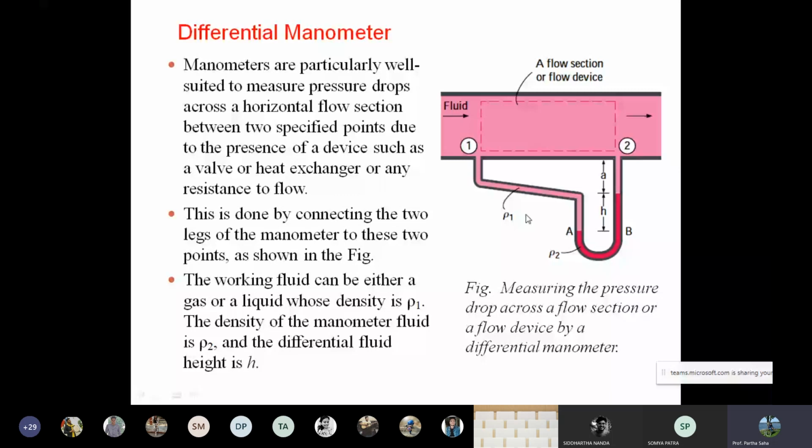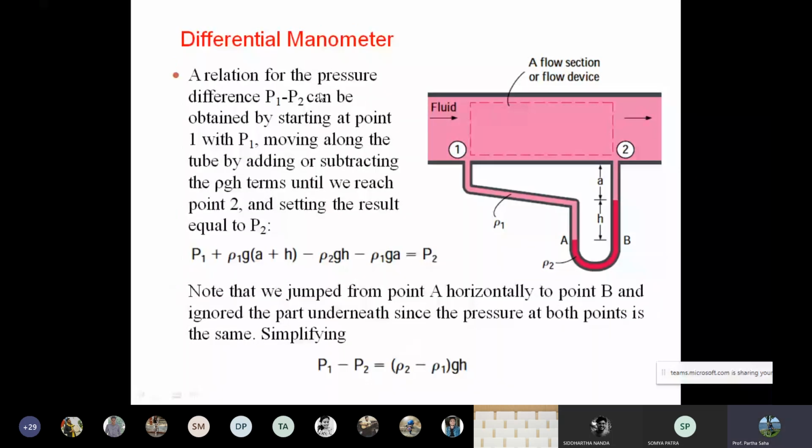So the working fluid can be either a gas or a liquid, whose density is rho 1. It is given here as rho 1. The density of the manometer fluid is rho 2, and the differential height of the fluid is given as h. So that is the increase in the height, right, h. The relationship can be established for the pressure difference P1 minus P2 by starting at point 1, which is P1, and moving along the tube, adding or subtracting the rho g h terms until you reach point 2. Just like what you did before.